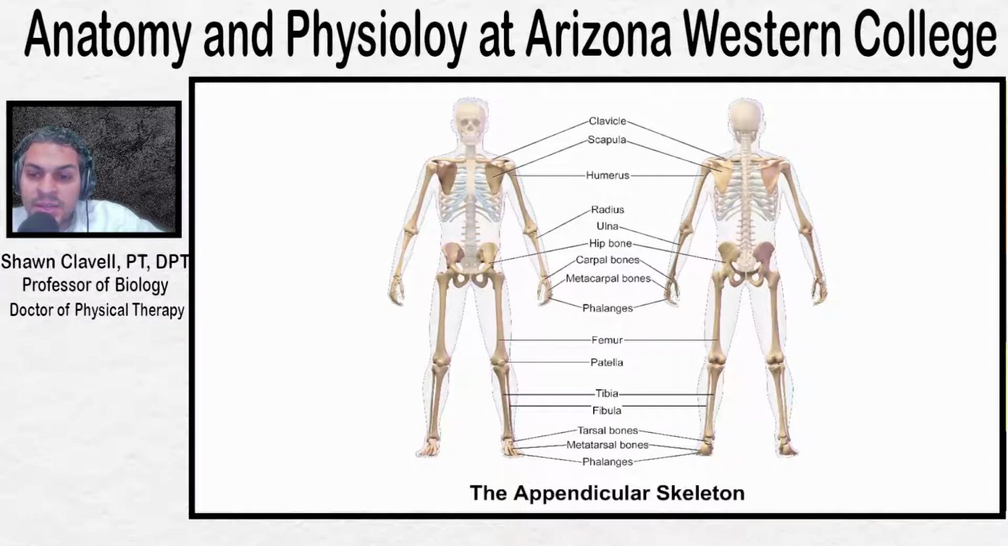The appendicular skeleton is made up of the bones associated with the limbs, which also includes the pectoral girdle, which will be the scapula and clavicle, or the bones associated with the lower extremity, as well as their associated girdle, the hip bone or the pelvic girdle, as it's often referred to.